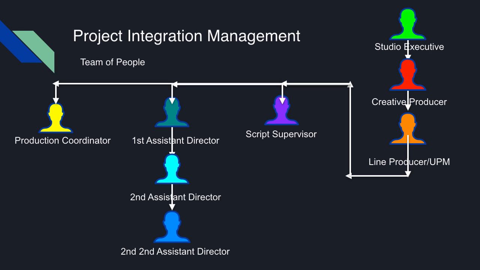As you can see, it begins with the studio executives at the top, serving as the project sponsor, who has the creative producer working underneath them, and the creative producer supervises the line producer, which is sometimes referred to as the unit production manager or UPM. The line producer then supervises the various department heads, including but not limited to the production coordinator, the first assistant director, and the script supervisor.